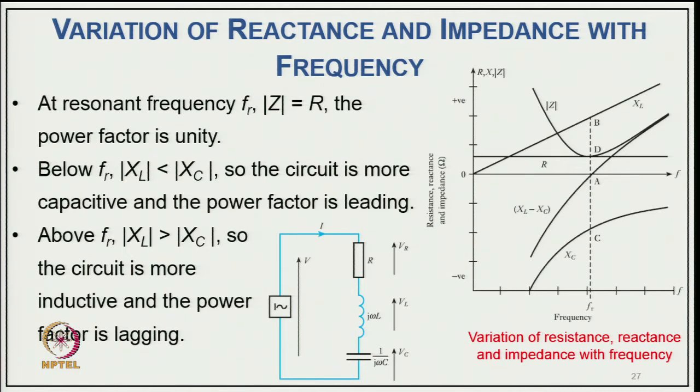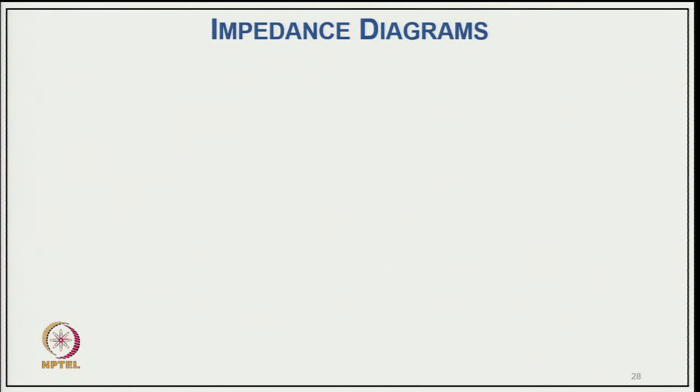As you can see here, the variation of resistance, reactance and impedance. The resistance remains constant, the reactance of the capacitance reduces and the reactance of the inductor increases, and X L minus X C goes from minus to plus. Where it becomes 0, you will find the impedance is at its minimum, corresponding to the resistance value at resonance. On both sides, the impedance is much higher than what you have at the resonance frequency.